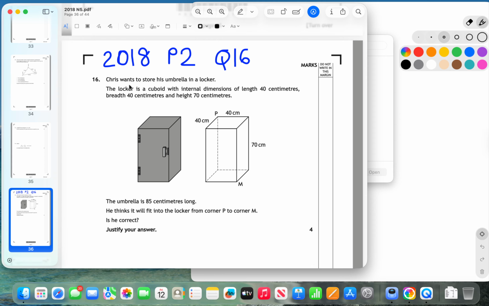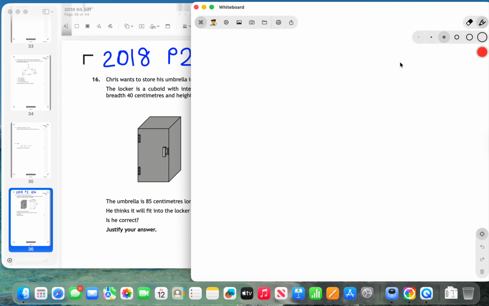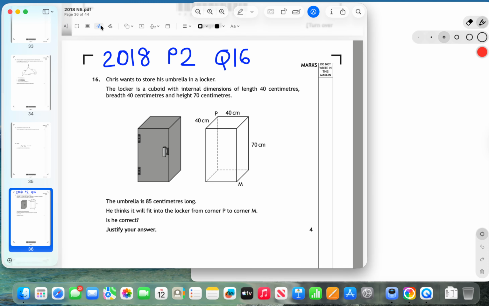So we have the umbrella in a locker, and it's a cuboid. We have length 40, breadth 40, and height 70. And the umbrella is 85 centimetres long, and it has to fit into the locker from corner P to corner M. So I'm going to mark in P and M.